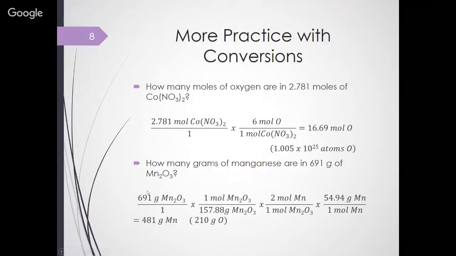Now, to practice this, you can set up the same thing and actually check to make sure that you do indeed have 210 grams of oxygen. What's going to change? This here and this here, because now we'd be looking at 3 moles of oxygen and the molar mass of oxygen. So practice that and see that you get 210.